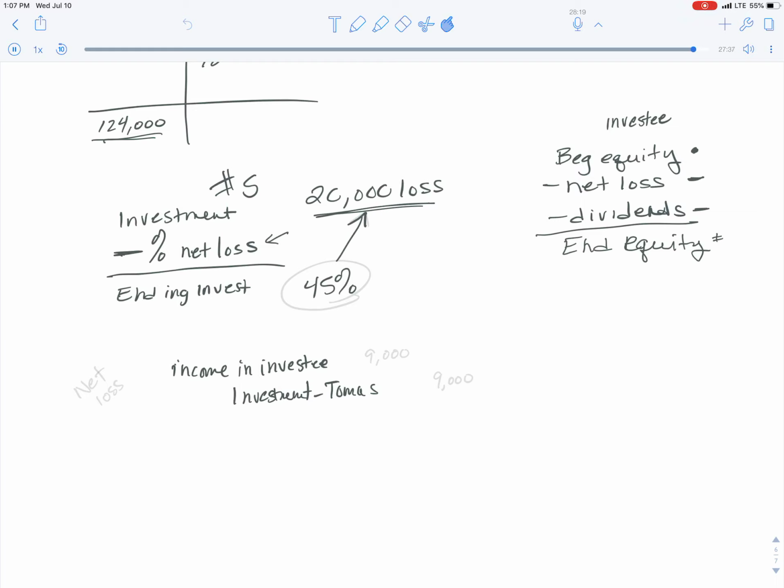So let's say we have a company that we own 45% of, and they have a $20,000 loss. So you basically are just reversing our entry above just because it's a loss. $20,000 times 45% is $9,000. So your net loss entry would really look like the reverse of the net income entry above.